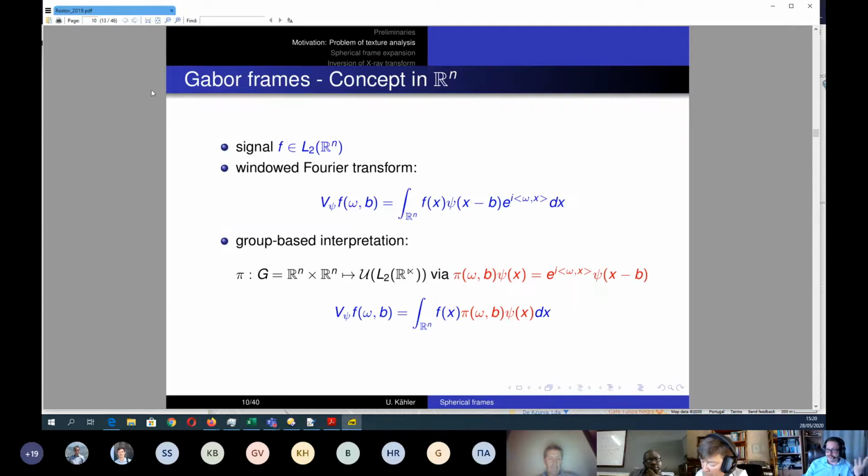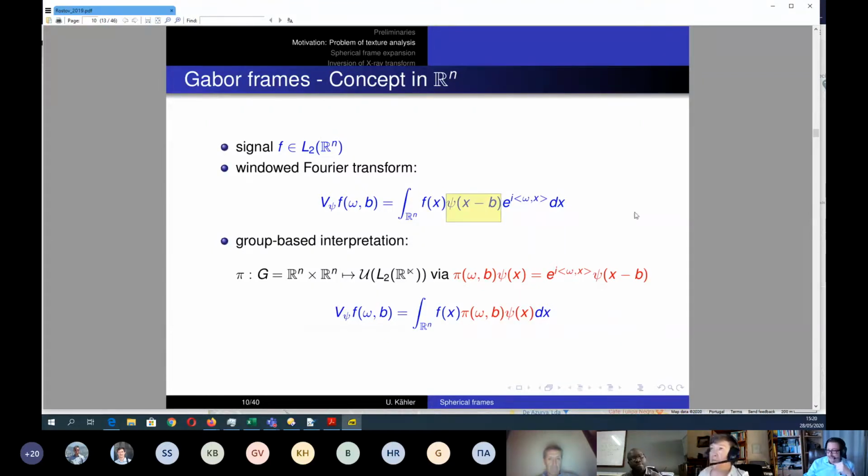That basically puts us to the question of how to construct frames in general. Well, for that, let's first take a look at the frames in Rn. I think most of you are familiar with it. If not, it's relatively fast to explain. You basically have the windowed Fourier transform, where you have modulations and translations of a window function.